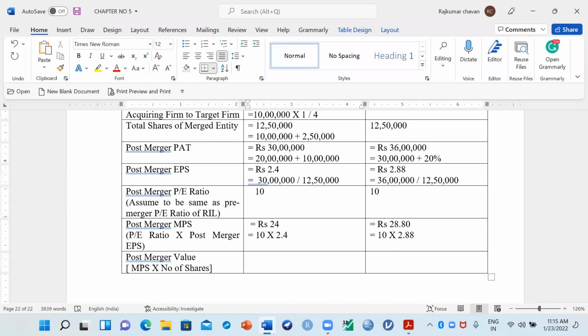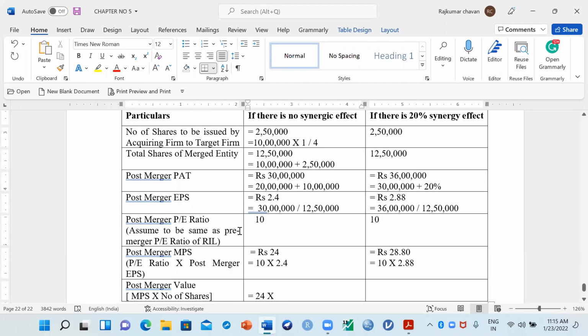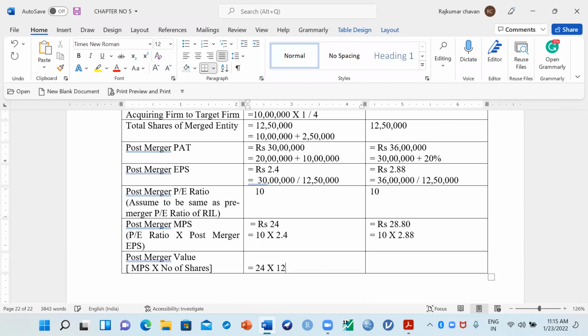So now let us put the values, right? What is the market price? It is 24 into what is the total shares after the merged entities? How much? Total number of shares? It is 12,50,000. So what is the value if there is no synergic effect? It will be rupees 3 crores.